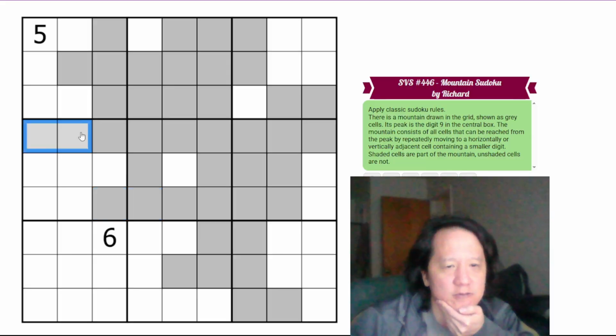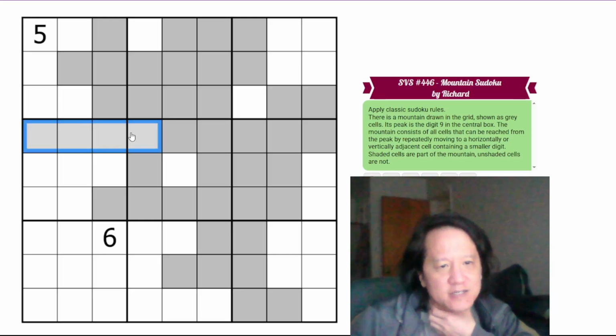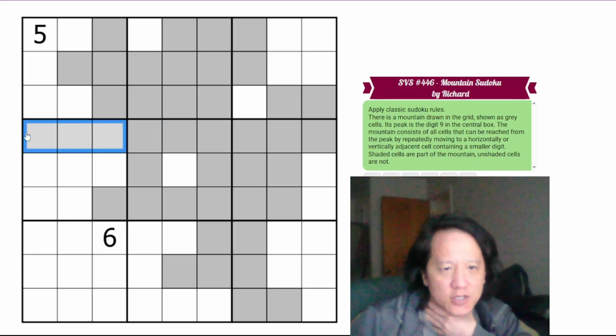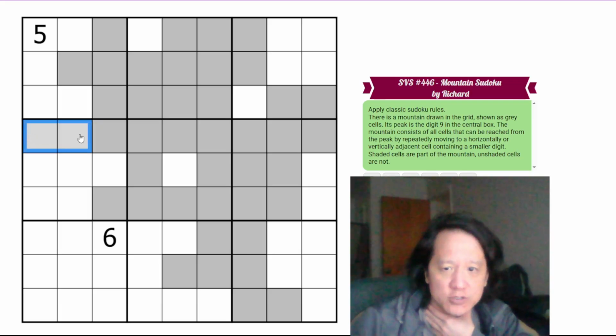Let's look at the digits that we know have to be. We can start working this as thermometers, right? From here, this essentially has to be bigger than that because it's the only part of the mountain that it shares a cell with. And that's the only way it will increase, I guess.